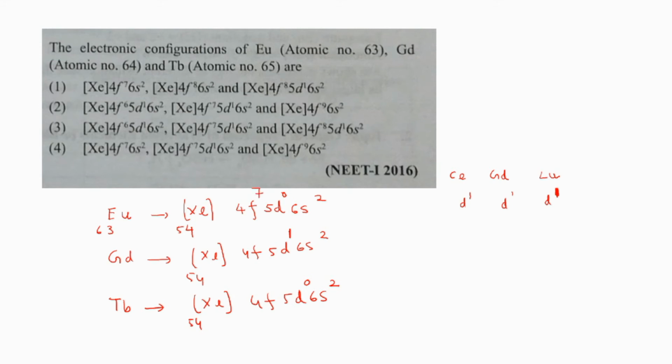What about gadolinium? 64. So 7 electrons will be present in that. Now see terbium. Terbium atomic number is 65. That is 56. Then how many electrons will be present? That is 9 electrons in the f subshell. Now check which option is correct. Yes, that is the fourth option. That is the answer. Easy.